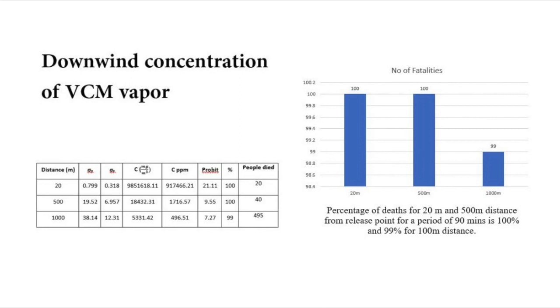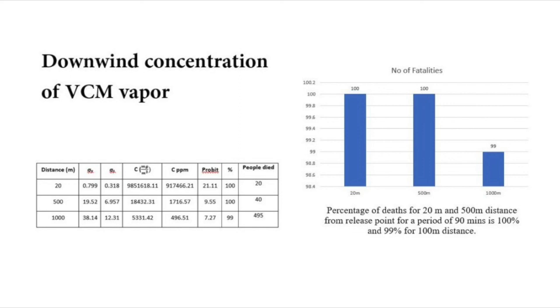Followed by that is the downwind vapor concentration of VCM experiment. For this, we conducted a research by manipulating the distance, starting with 20 meters, then 500 meters and 1000 meters. From this, it is observed that for 20 meters and 500 meters, the percentage of fatalities is 100%, and for the 1000 meter distance, the percentage of fatalities is 99%.